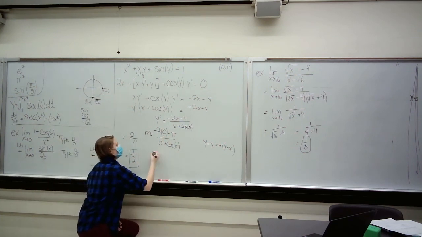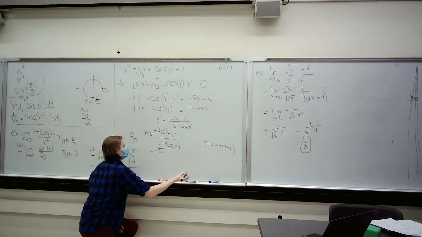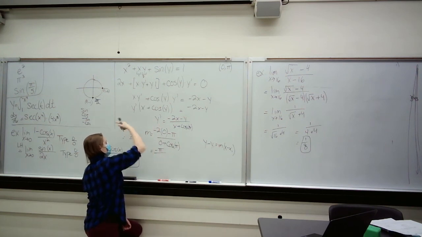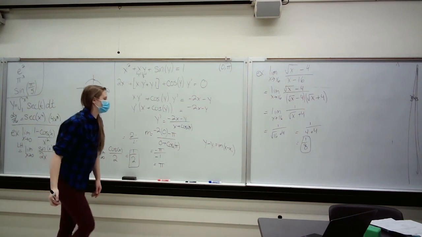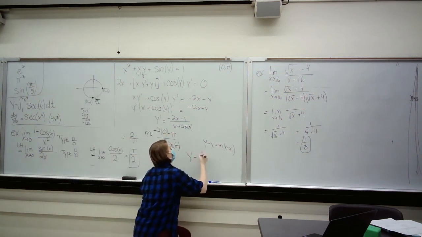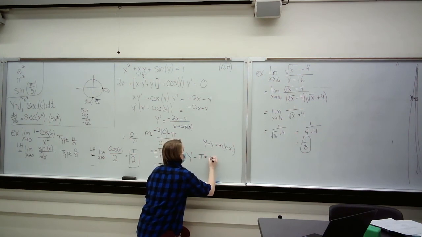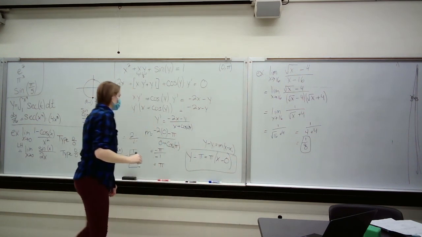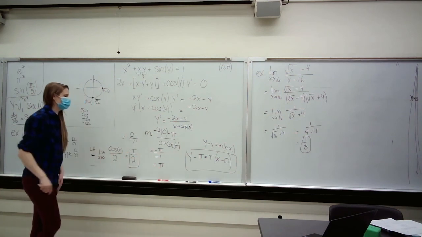So this will be 0, so equals negative pi over, now cosine of pi. Well, cosine of pi is negative 1. So I just have pi. So y minus my y1 is pi equals pi times x minus x1 is 0. So that would just be my tangent line. Or, wait, I have to say, yeah, okay, sorry. Yep.